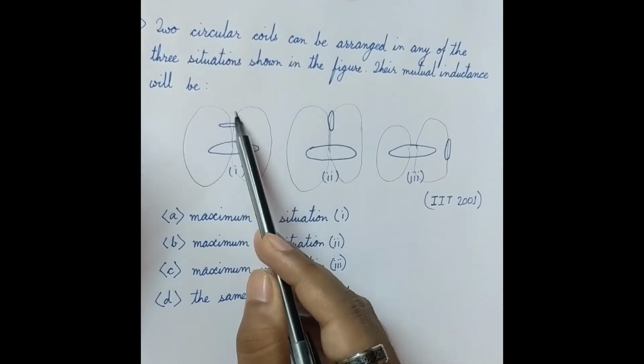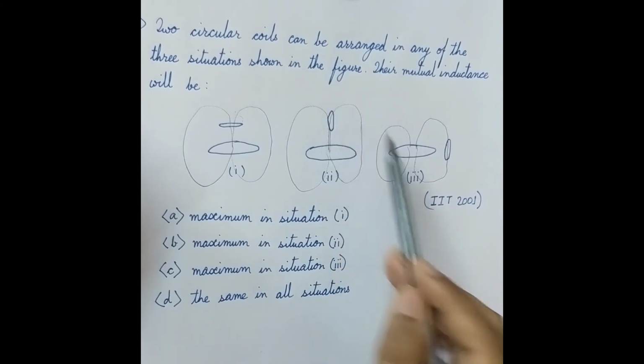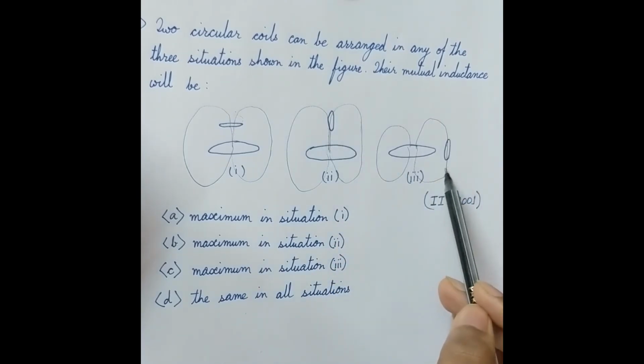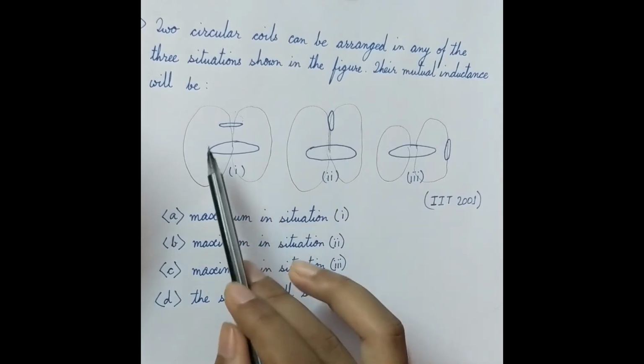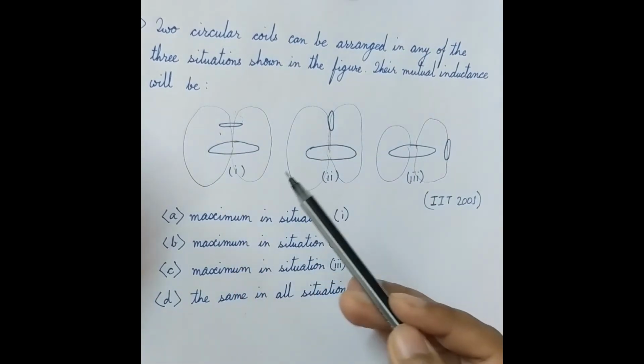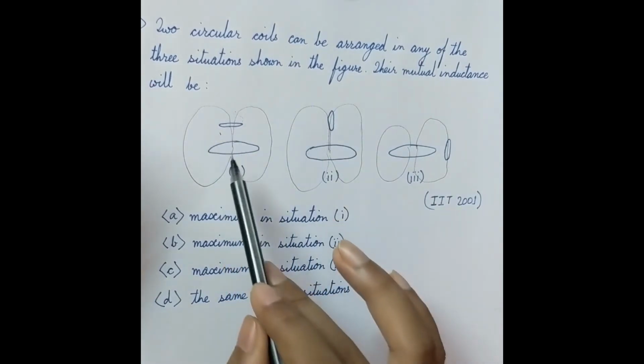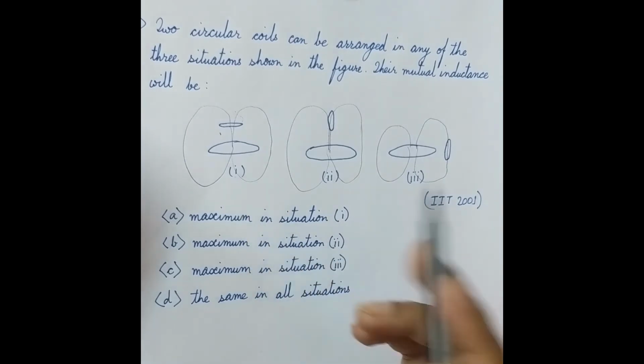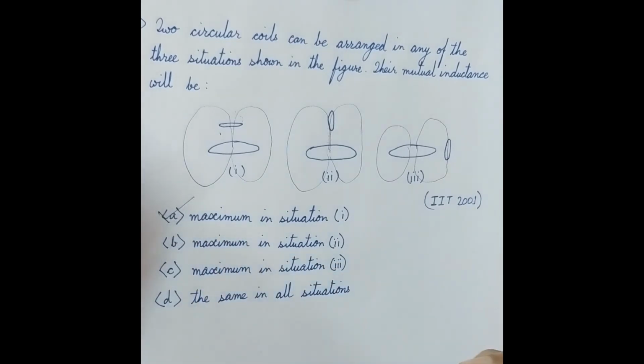So here flux linkage is maximum, here it is very less. Same thing here, since it's almost parallel to it, it's very less. So since flux linkage is maximum here, mutual inductance will be maximum in this case. So our correct option is option number 1.